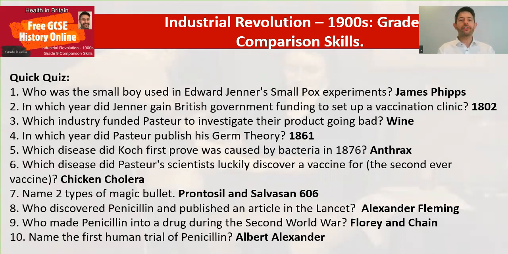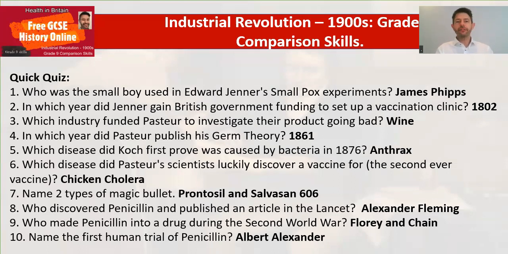Who was the small boy used in Edward Jenner's smallpox experiments? James Phipps, one of the many children used in experiments, as we seem to have noticed in this course. Not much moral fibre around the use of children in experiments in this time period. James Phipps is the famous child used in the Edward Jenner experiment, but obviously other children were used to make sure.